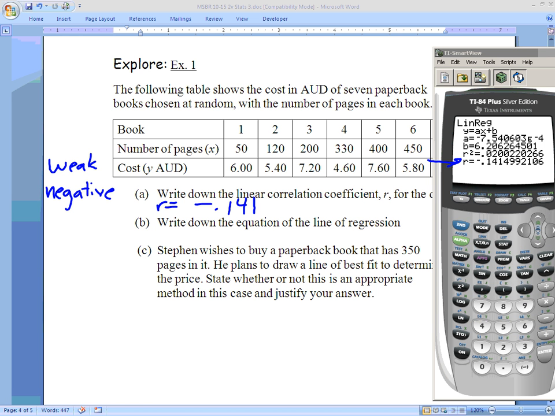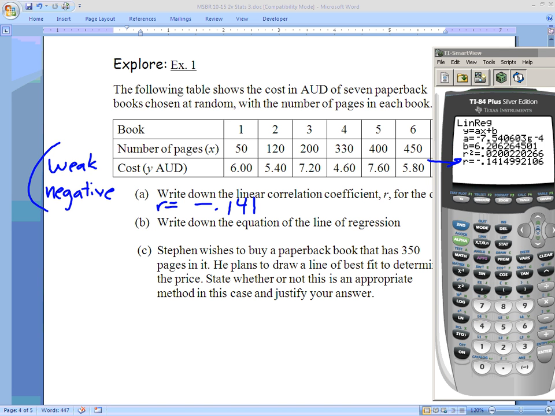And usually after it asks you to write down the correlation coefficient, it'll then say, describe the relationship. And that's where we would put these words down, or describe the correlation, or what's the relationship. It's a weak negative correlation. Again, because our absolute value of R is way less than 0.5, and it's definitely negative.